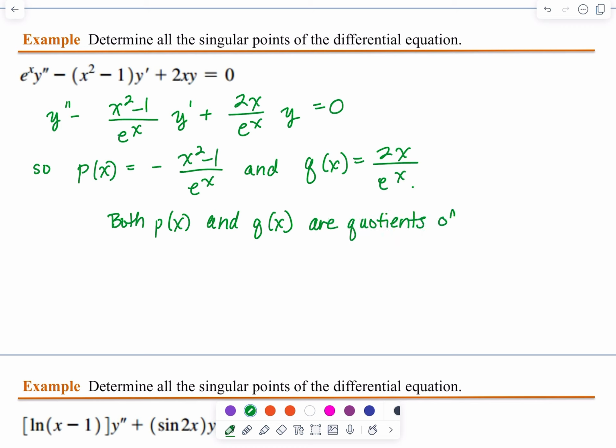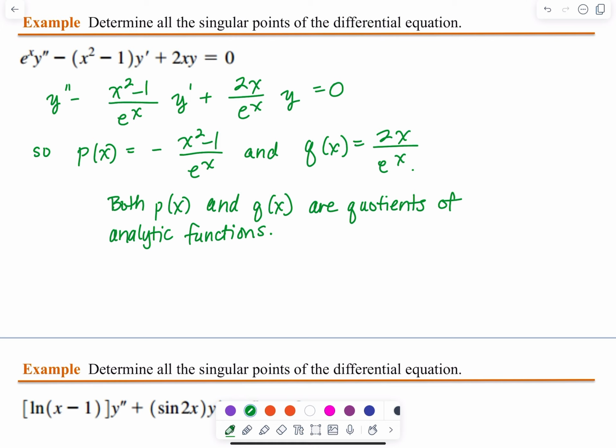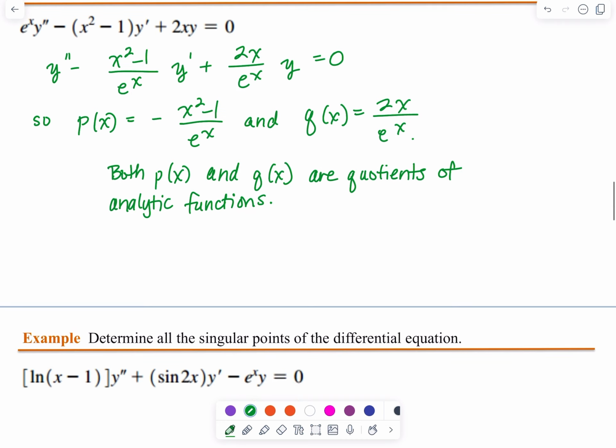of analytic functions. Now we do need to make sure that that denominator is not equal to 0 to see if we have any points where it's 0. And of course, we do not have any since e to the x is not equal to 0 for all x. Therefore, there are no singular points. And we can say also e to the x is not equal to 0 for all x.